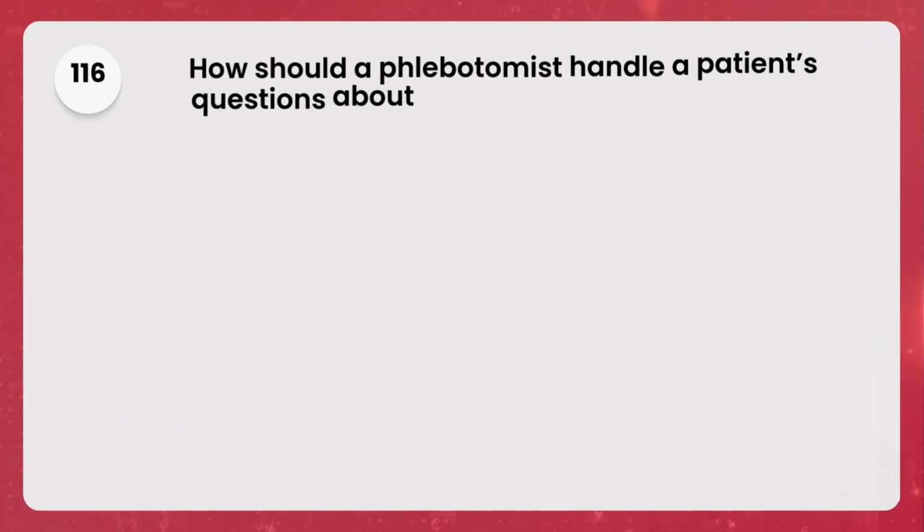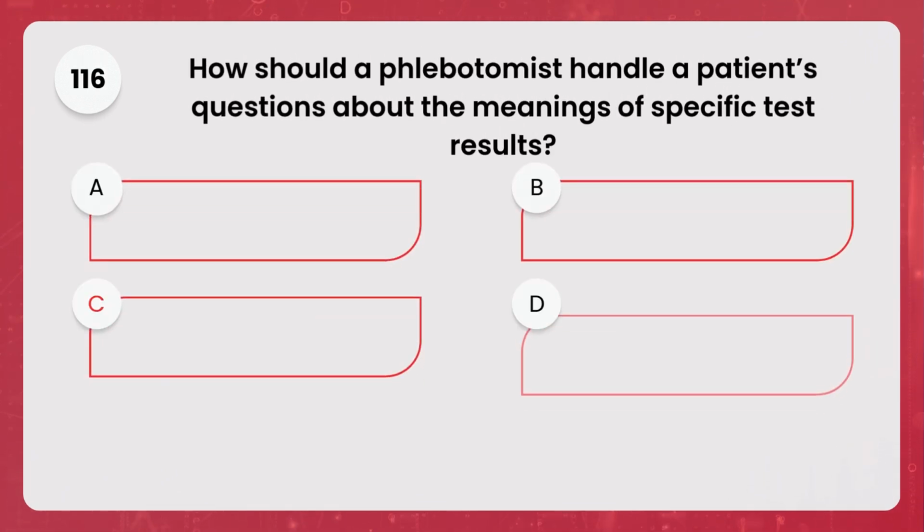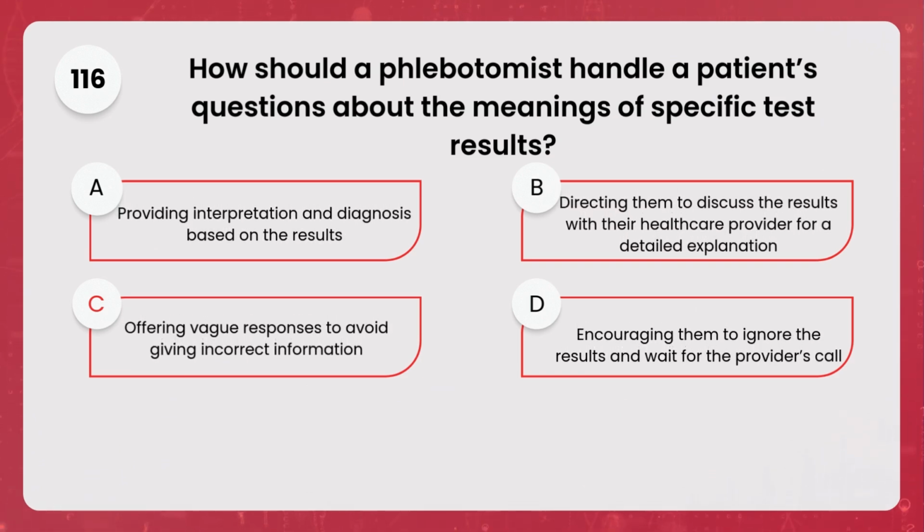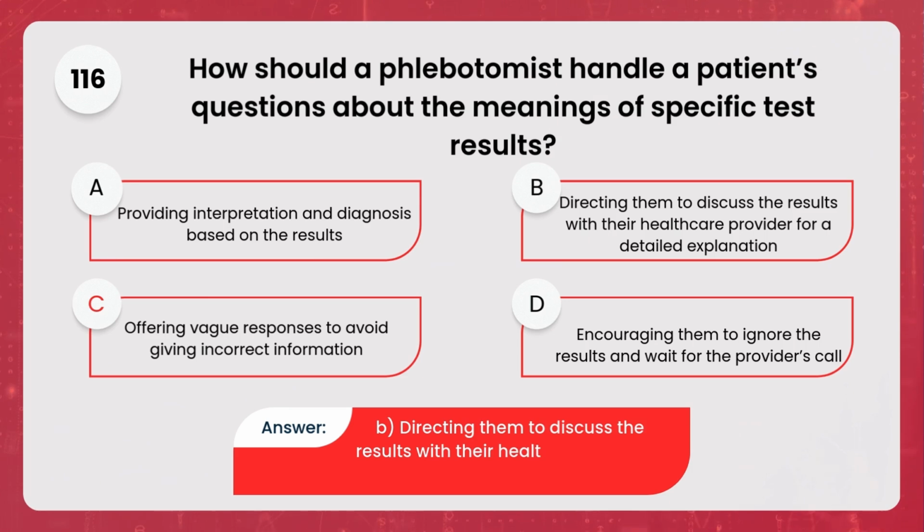Number 116. How should a phlebotomist handle a patient's questions about the meanings of specific test results? A. Providing interpretation and diagnosis based on the results. B. Directing them to discuss the results with their healthcare provider for a detailed explanation. C. Offering vague responses to avoid giving incorrect information. D. Encouraging them to ignore the results and wait for the provider's call. The answer is B. Directing them to discuss the results with their healthcare provider for a detailed explanation.